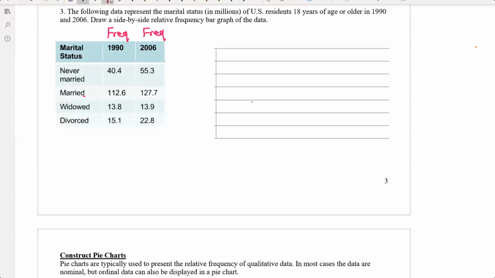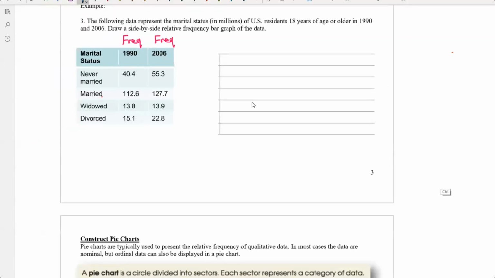Okay, so I'm drawing a box here. Okay, I'm writing that here.